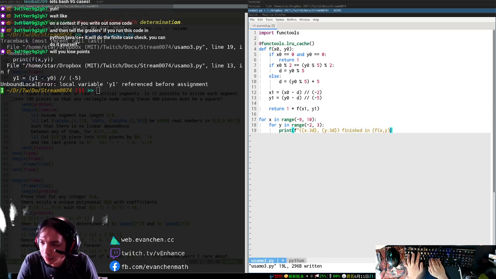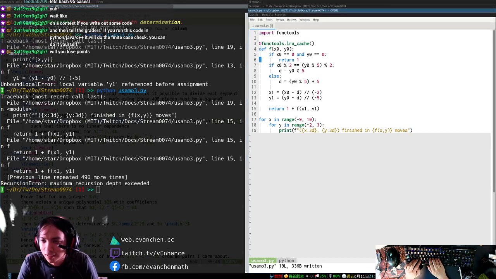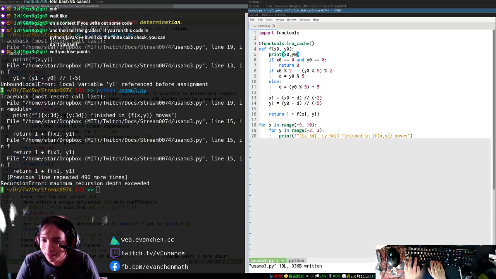Finished in this many moves. Let's see if this works. Oh no. Shit, which one didn't finish? What? It didn't finish? No. Uh-oh. That's not supposed to happen.